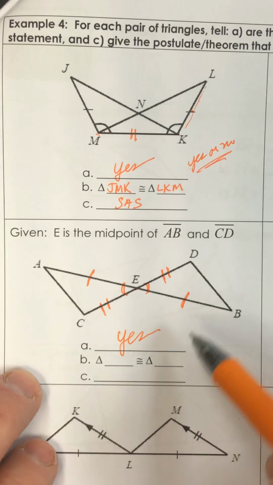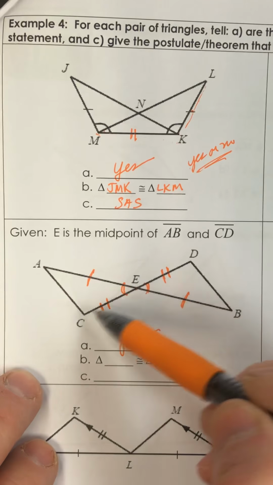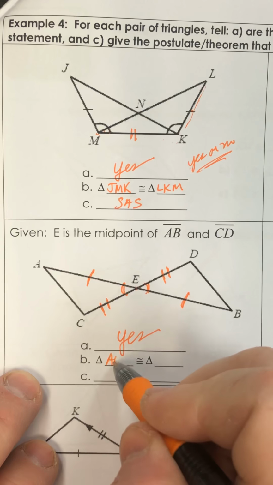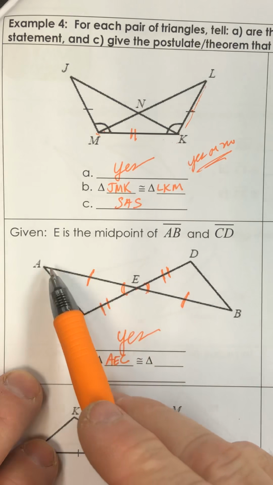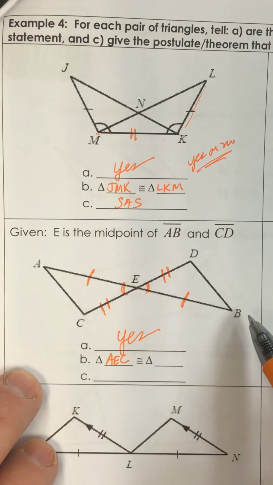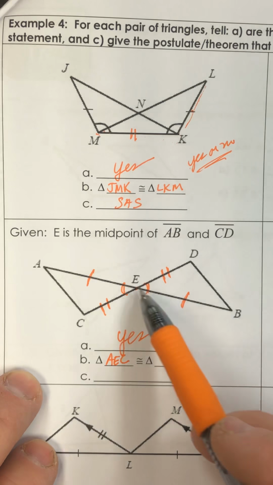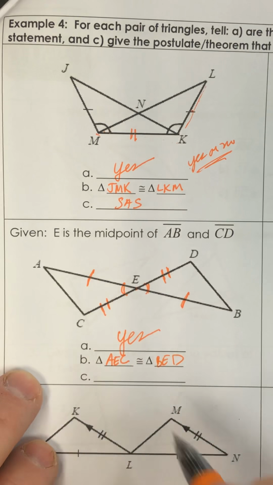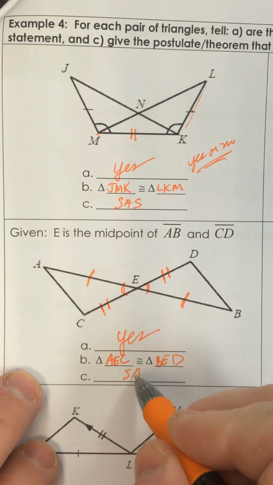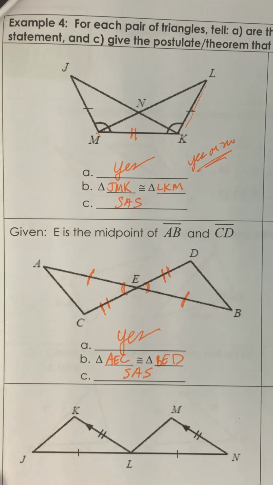Let's name the triangle. Let's go AEC, or however you want to do it. Just make sure the second one matches up. So if it's AEC, then I have to go BED. And our rule was side angle side.